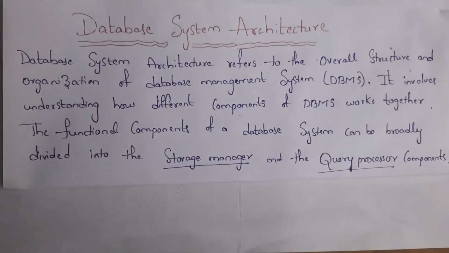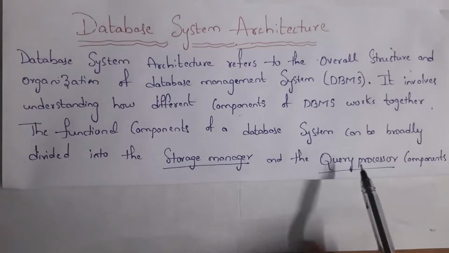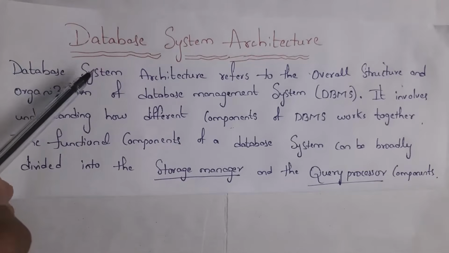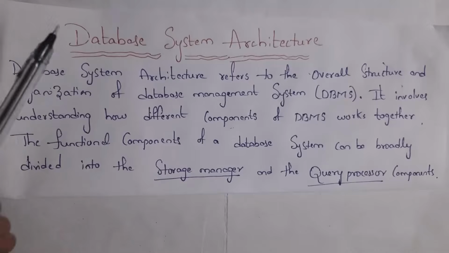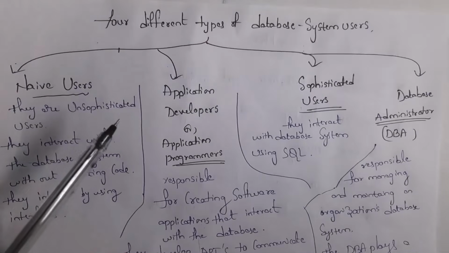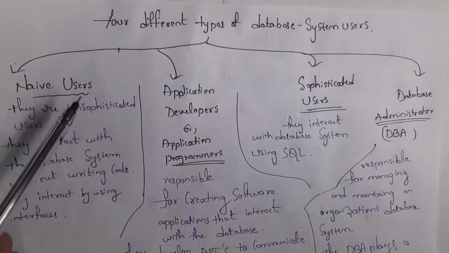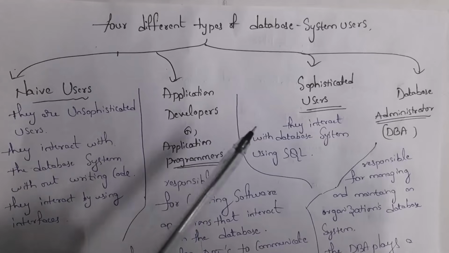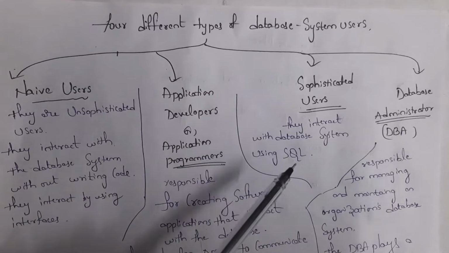So database system architecture contains various components that work together. This database system contains two functional components. They are the storage manager and query processor components. Before I explain the architecture of this database system, first you need to know the different types of users that use this database system. There are 4 types of users that use this database system software. They are naive users, application programmers, sophisticated users and database administrators.